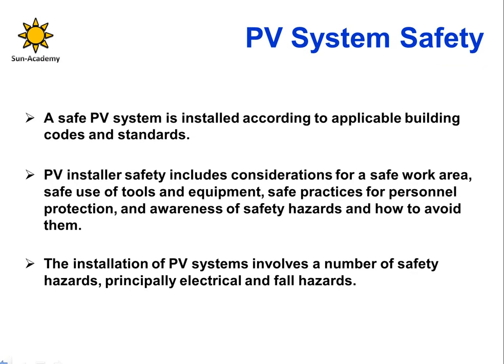A safe PV system is installed according to applicable building codes and standards. PV installer safety includes consideration for a safe work area, safe use of tools and equipment, safe practices for personal protection, and awareness of safety hazards and how to avoid them. The installation of PV systems involves a number of safety hazards, principally electrical and fall hazards.